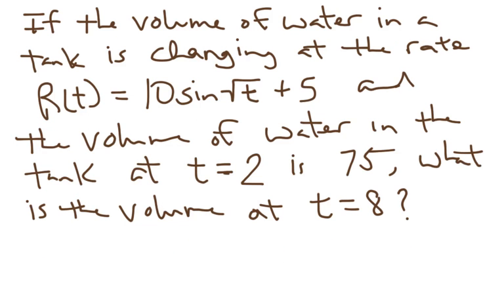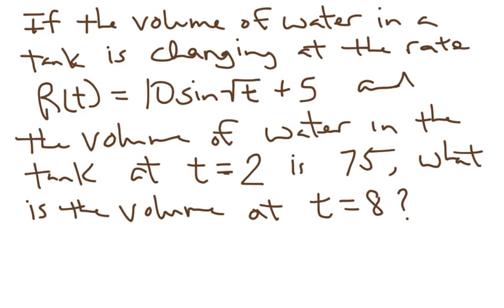So here's one more example. If the volume of water in a tank is changing at a rate of r of t equals 10 sine root t plus 5, and the volume of water in the tank at t equals 2 is 75, what is the volume at t equals 8? Now, we're not going to complete this problem together right now, but we'll set it up, and then I'm going to tell you to work the rest out on your calculator. But again, here's the same idea happening.